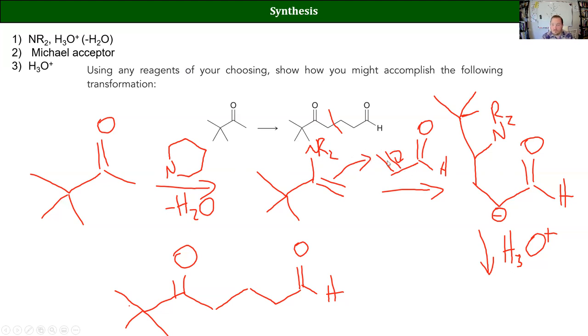So making your Michael acceptor might be hard, but you could make this Michael acceptor from, say, ethanaldehyde and formaldehyde. You could react them together to make this Michael acceptor yourself, right? Because we have three carbons to make that alpha beta unsaturated ketone. You could start with a two carbon aldehyde and a one carbon aldehyde and get them to do an aldol condensation to make this Michael acceptor as well. And ethanol and formaldehyde are both pretty common molecules.